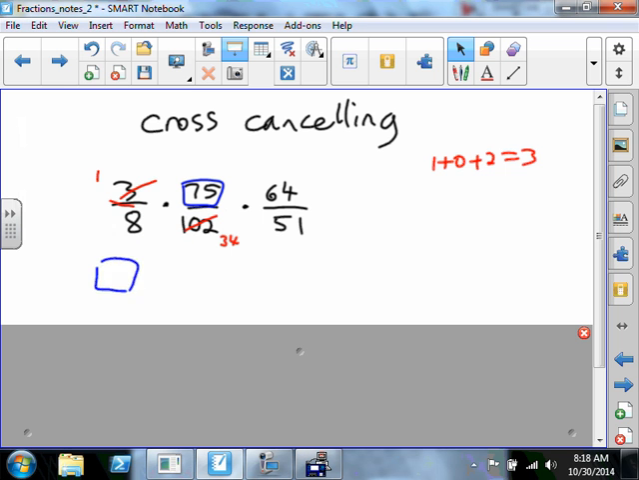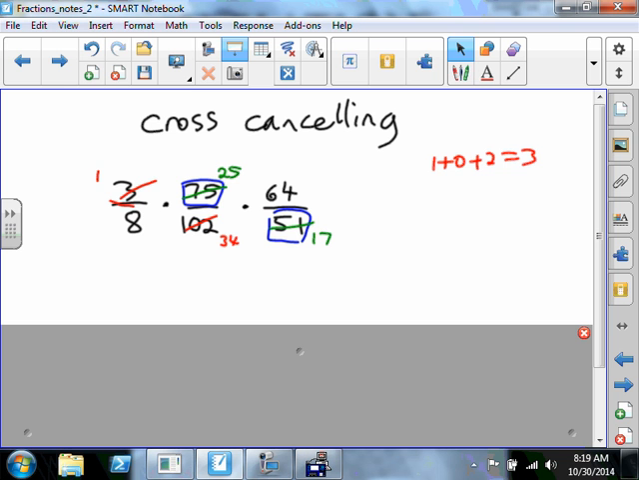Now 75. Does 75 cross-cancel with the 8 in any way? No common factors. 75 and 34, do they cross-cancel? No, because 34 doesn't have any factors in common. What about 75 and 51? Do they have any common factors? If you remember from yesterday, we said 51's not prime. 51's divisible by 3, and 75 is also. So when we divide 75 by 3, that turns into a 25. And when we divide the 51 by 3, that turns into a 17.